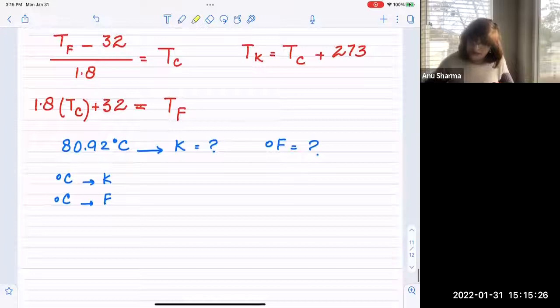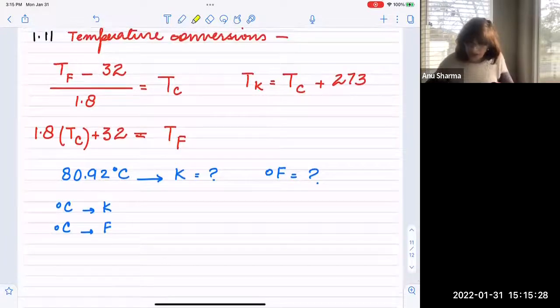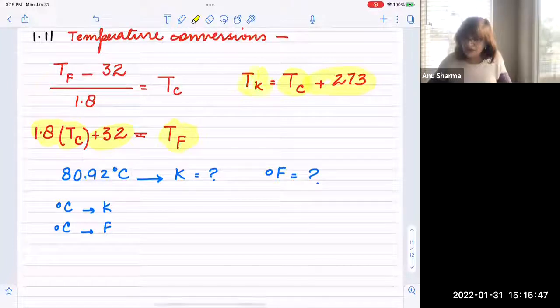One easier method is these formulas. The temperature in Fahrenheit, you can find if you take the temperature in Celsius, multiply by 1.8 and add 32 to it. The next is you can take the temperature you have in degrees Celsius, add 273 to it, and that's going to give you the temperature in Kelvin. So let's do that first.